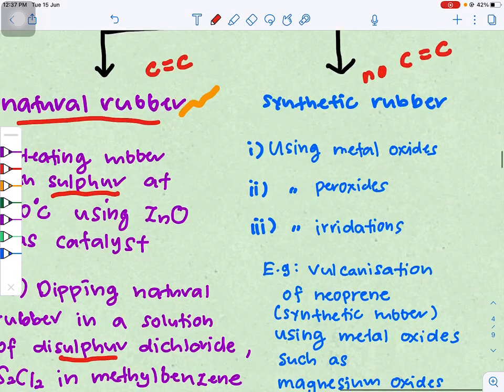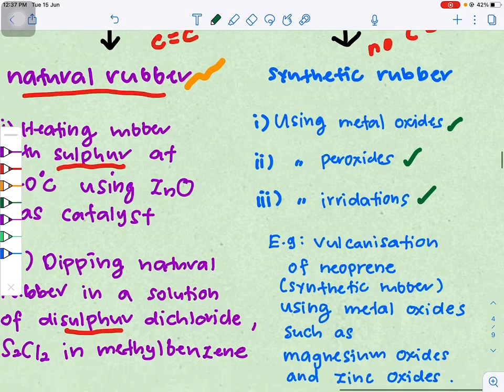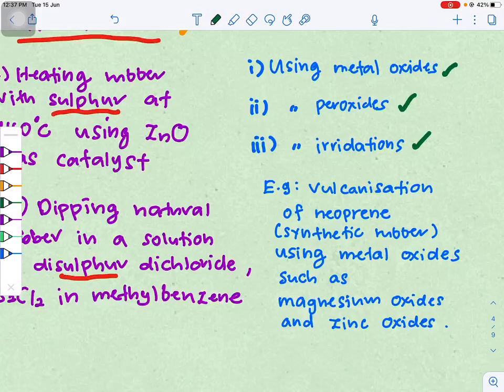For synthetic rubber, because it doesn't contain carbon-carbon double bond, we don't use sulfur. We will use the other methods, either metal oxide, peroxide or irradiation. Irradiation involves gamma rays. You can explore and surf on your own to get more information if you want to know more about irradiation, peroxide and also metal oxide.